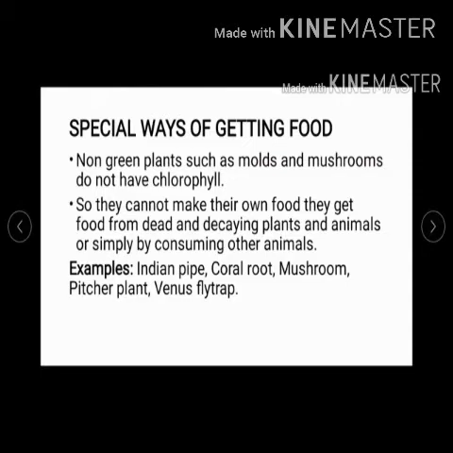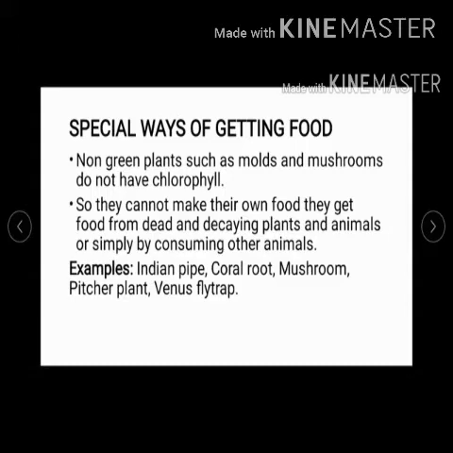So, what exactly are these things going to do? They are going to obtain their food from the dead and decaying plants and animals. Means they are going to feed on the organisms which are dying or which are completely dead. So they are going to obtain their nutrition from there, or else they are going to simply consume the other organism or other animal. Now these categories we will be looking into in detail.